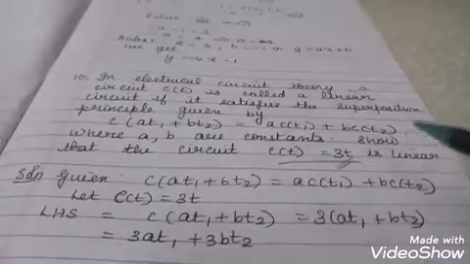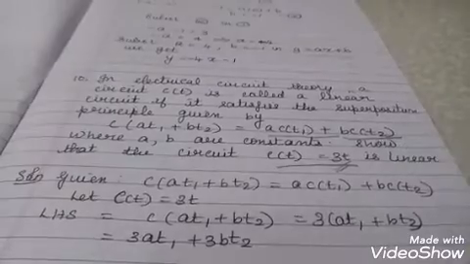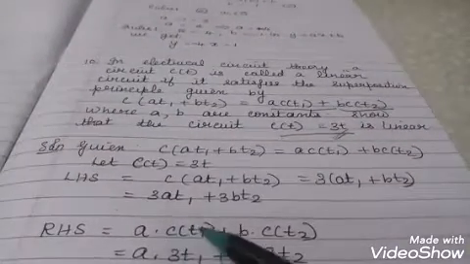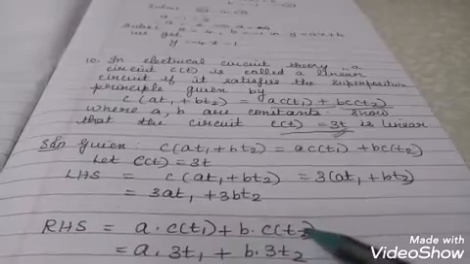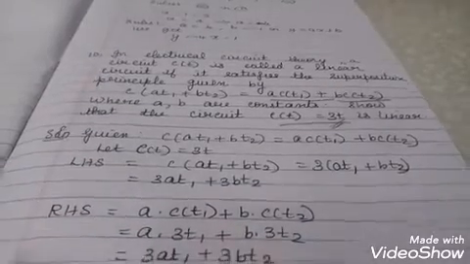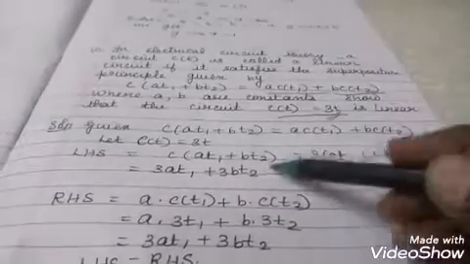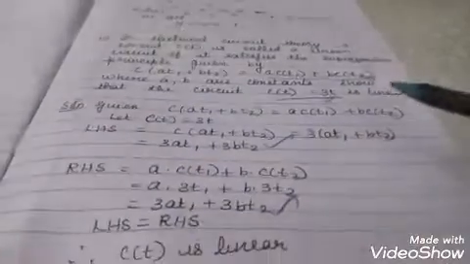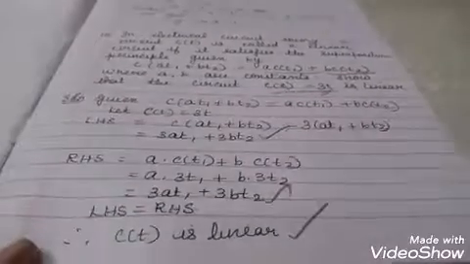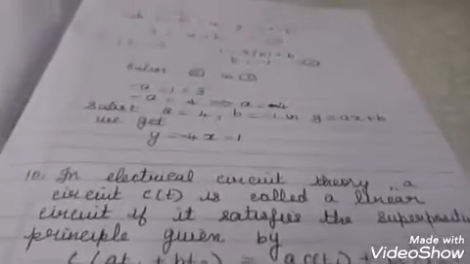This is your LHS. Now what's your RHS here? A into C of t1 plus b into C of t2. So what will I get? a into 3t1 plus b into 3t2. So you will have 3a t1 plus 3b t2. Are they both equal here? Okay. Therefore I can say that C of t equal to 3t is said to be linear. That's all. So your C of t equal to 3t is nothing but linear.